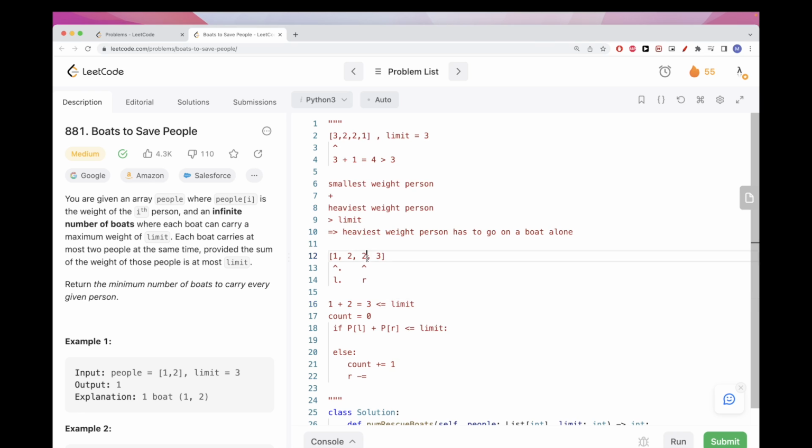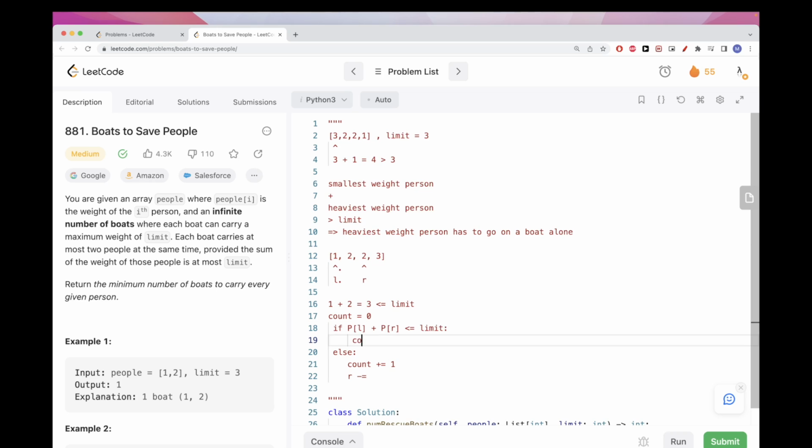Well, in this case, it's obvious. It's better to take both, because the limit is at most 2 people, so we can't take a third one. You may say, why not try 2 and 2? Well, that would be bigger, and so we'll have less chance of it working, right? So here it just makes sense to take both on the same boat because they are within the limit.